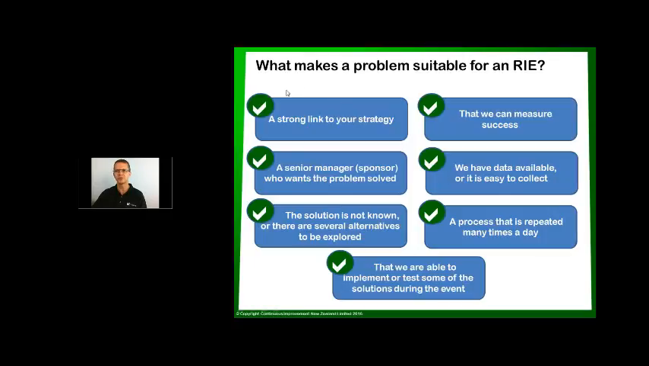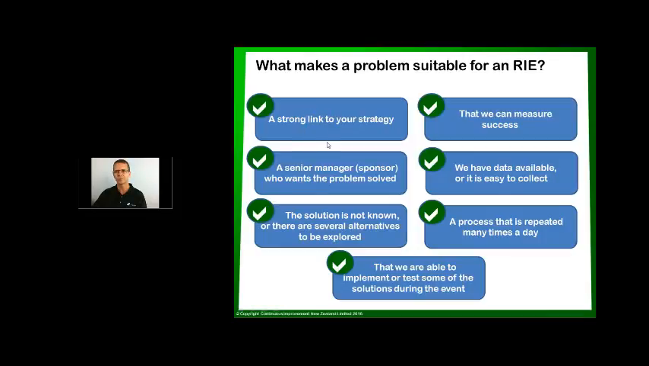We like to be able to measure success. Great if we can measure during Plan, Do, Study, Act, PDSA cycles during the event, but we definitely want to have some baseline data, and we want to be able to see after the event whether we've really made a difference. So we want to have the data available, or it's easy to collect, and that data collection could happen before the event, or you might actually do some of it during the event itself.